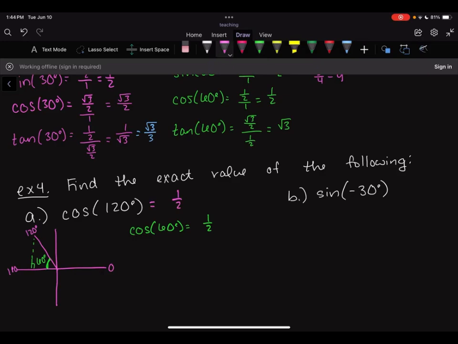However, we do have to check because of the quadrant. So, all students take courses. S for sine is positive and its reciprocal, so cosine is going to be negative. I can also just think that in quadrant 2, I have negative x values, so cosine is also going to be negative since it relies on the x.